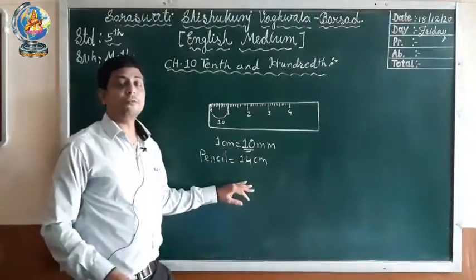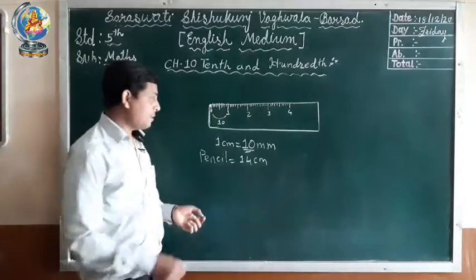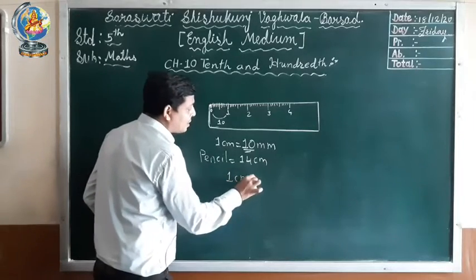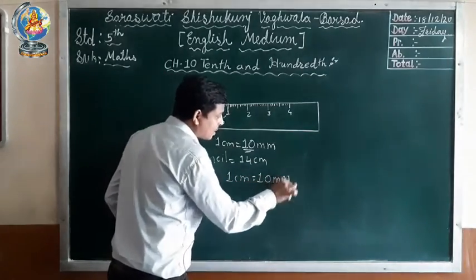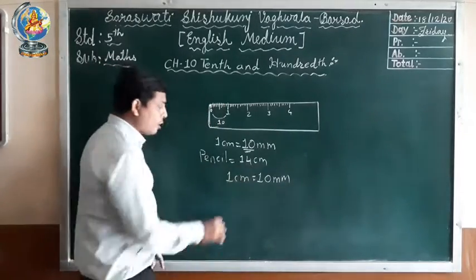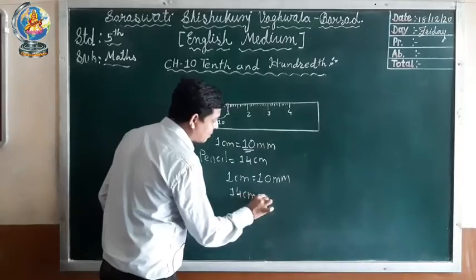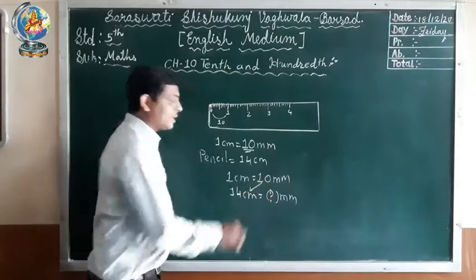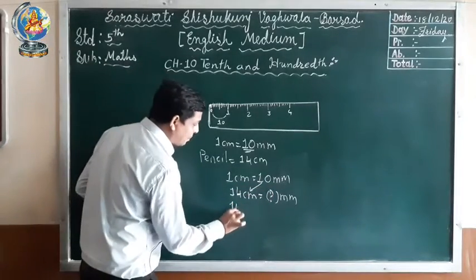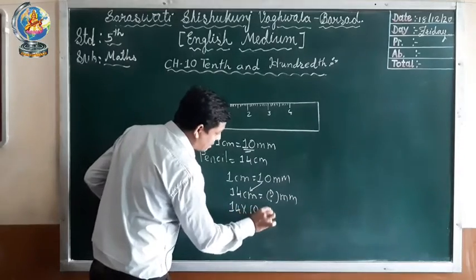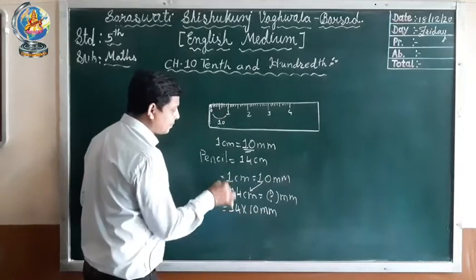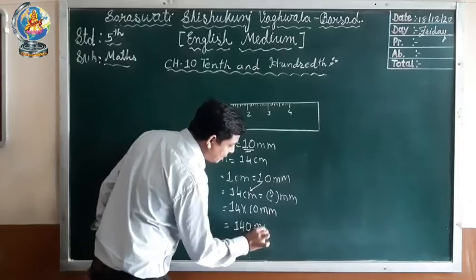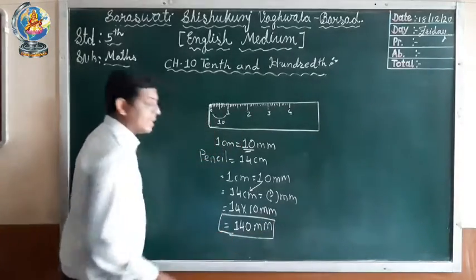Now if I want to find the answer in millimeter, how can I find it? We know that 1 centimeter is equal to 10 millimeter. So 14 centimeter is equal to how many millimeter? We just have to multiply 14 by 10. So 14 multiplied by 10 is equal to 14 tens, which are 140. So 140 millimeter is the answer in millimeter.